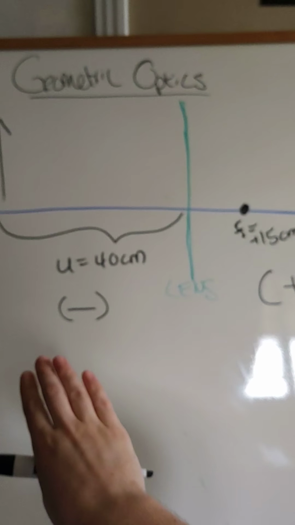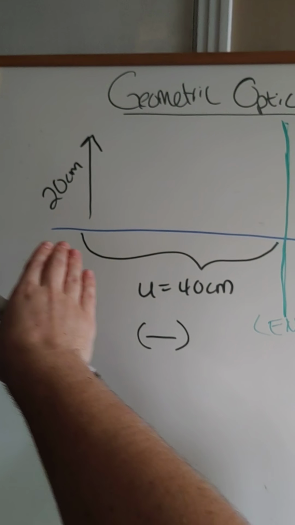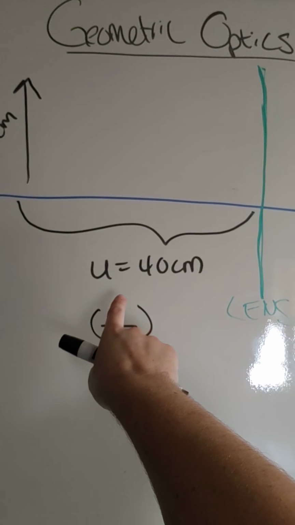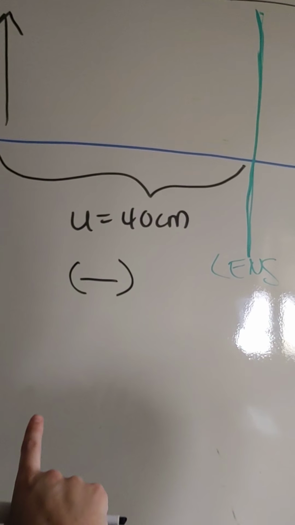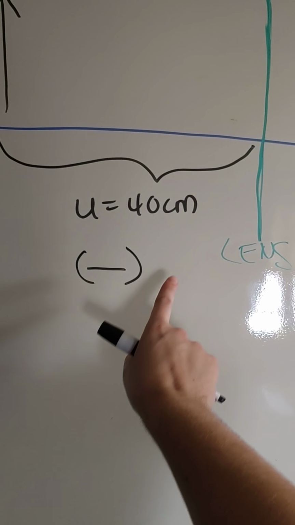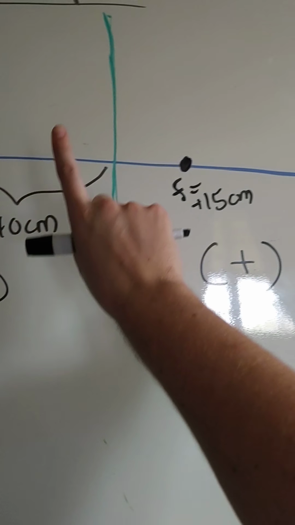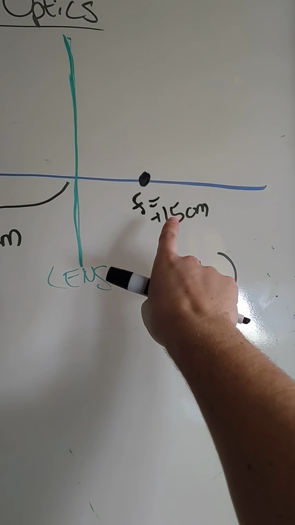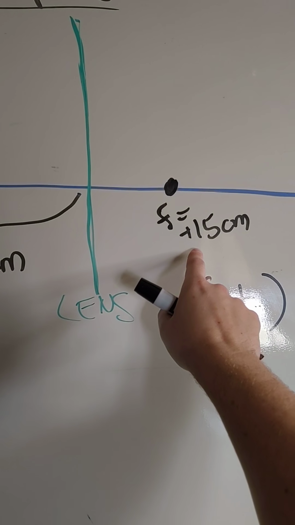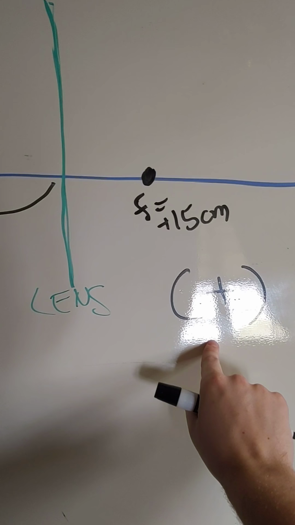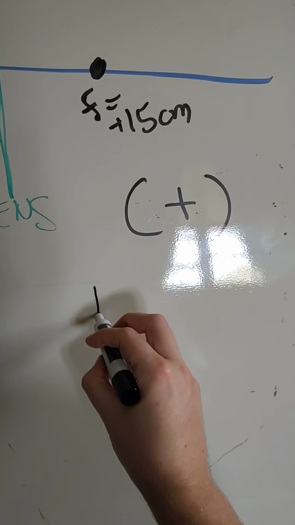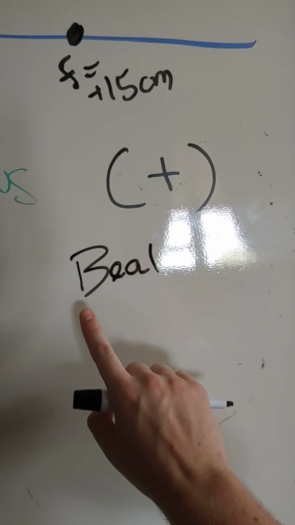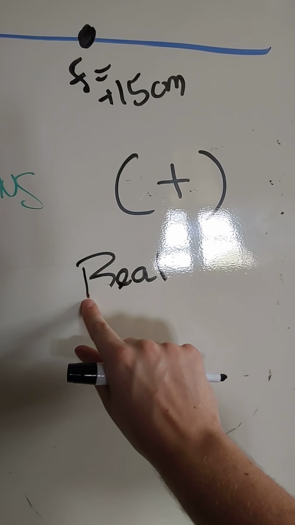So again, the object is 20 centimeters tall, and the object distance is 40 centimeters in front of the lens, which means that when we use U later, U is going to be negative, because the left side of the lens is a negative number. Going through a lens, with a positive 15 centimeter focal length, means that the image on the right, a positive image, is going to be real.